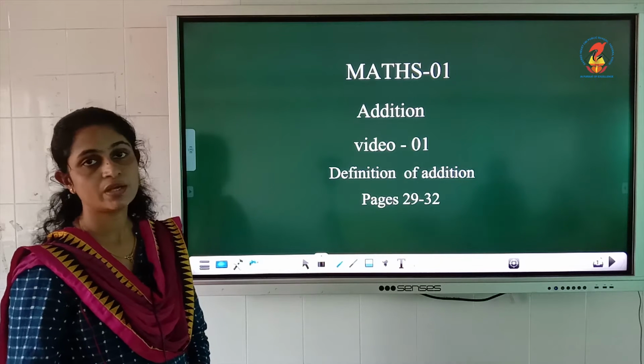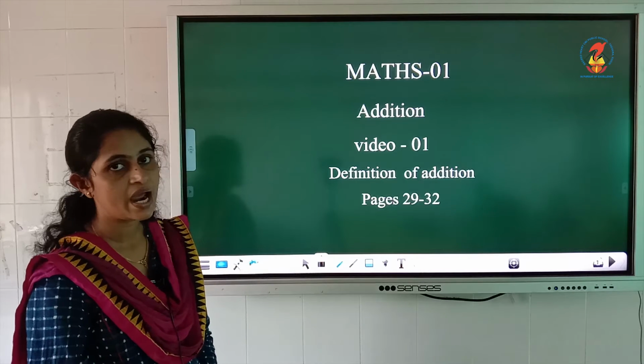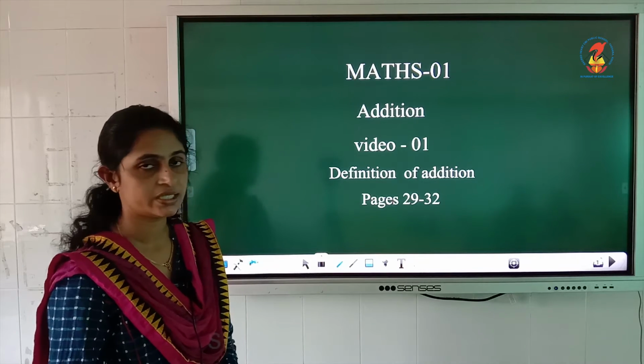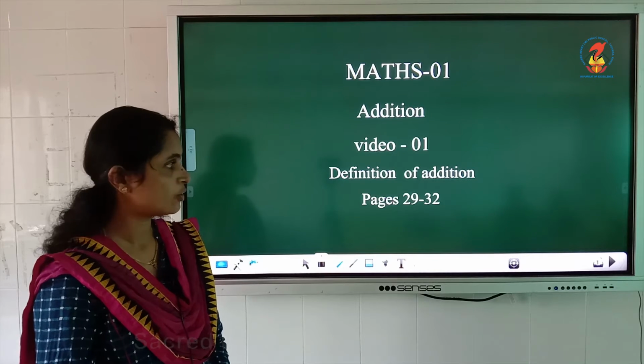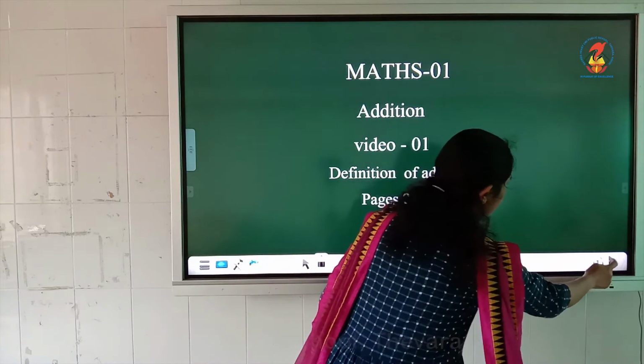In today's class, we are going to learn a new topic, and our today's topic is addition. Today, we are going to learn the definition of addition. That means, today you are going to learn the meaning of addition. What do you mean by addition?